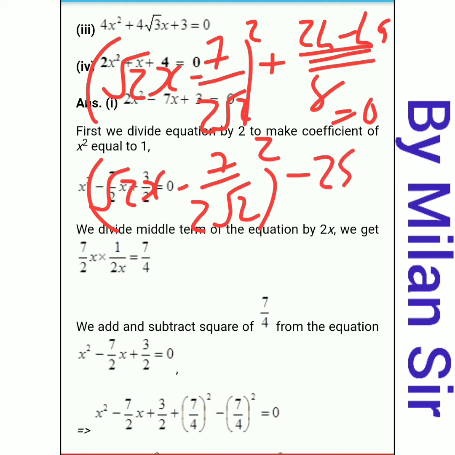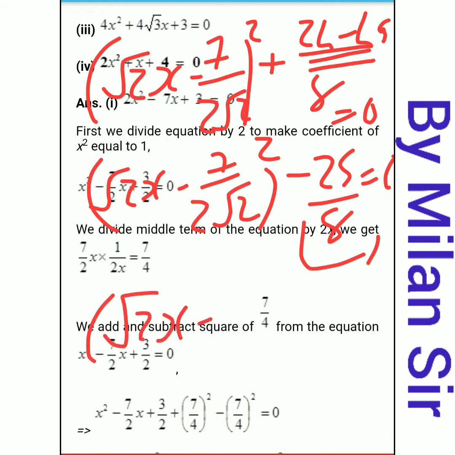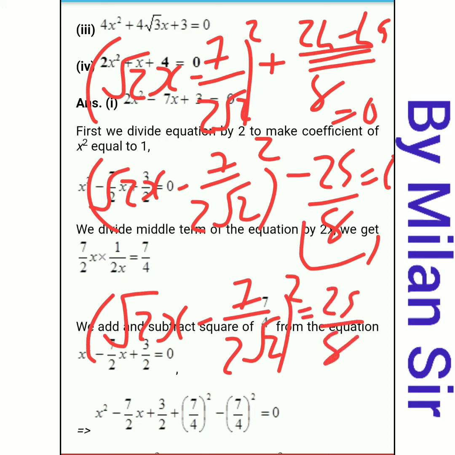Okay, the bigger number's sign we need to put here. Our bigger number is 49, and 49 has a negative sign, so we need to give a negative sign here. Divided by 8 is equal to 0. Now transfer this minus 25 by 8 to the right hand side. So it becomes positive 25 by 8.